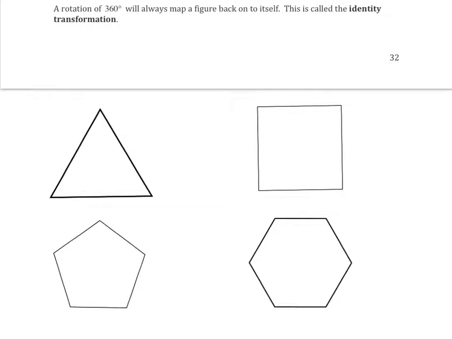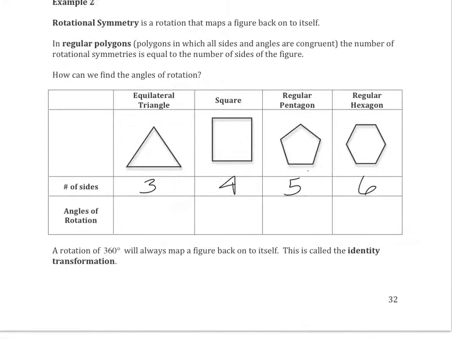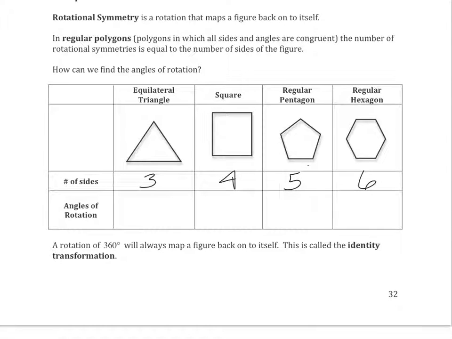So looking at this triangle, I technically have to rotate it 1/3 of a turn in order to get the triangle back. I'll do it again. So I'm going to rotate this triangle 1/3 of the way around, and it creates the triangle again. So back to this page, the angle of rotation would be 1/3 of a circle, or 360 divided by 3, which is 120 degrees.